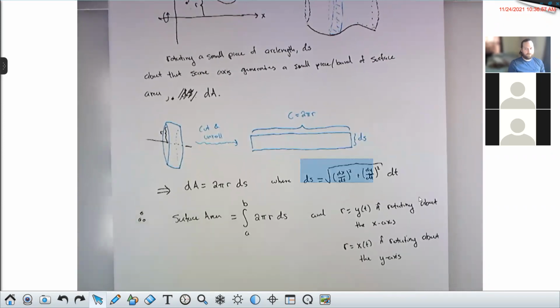So ds is your little arc length element, and to find the surface area, you integrate 2 pi r ds. So you calculate this from the arc length formula, plug it in there, and if you're rotating about the x-axis, you use for your radius the function y of t. If you're rotating about the y-axis, you use for your radius the function x of t. Either way, this is going to be a dt integral at the end of the day.